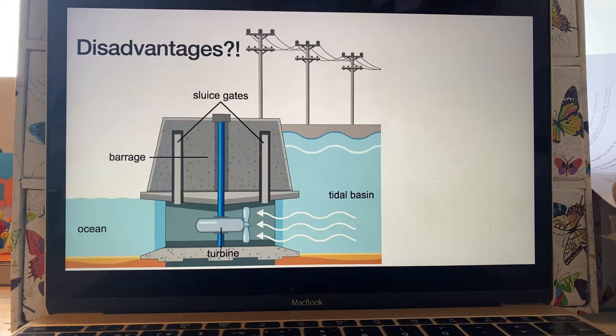They don't release any damaging gases. It's super reliable. You can have it whenever you like. What could possibly be the problem with this? Might help you to think about geothermal from last week.